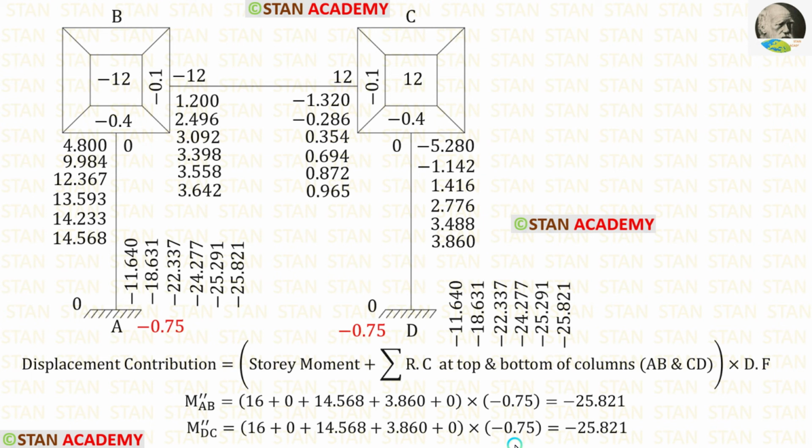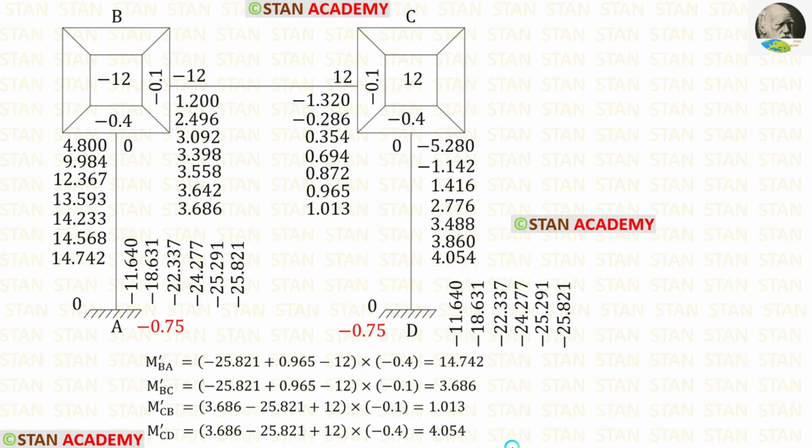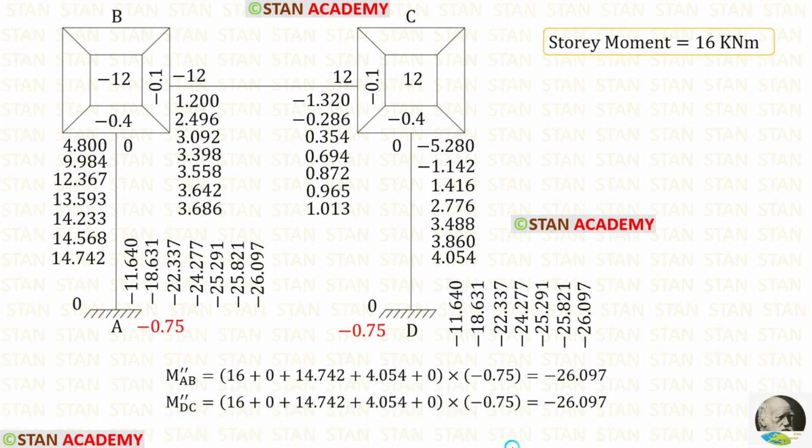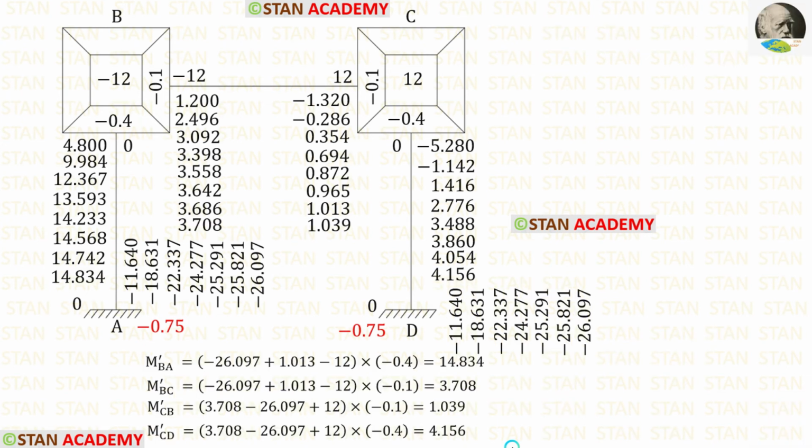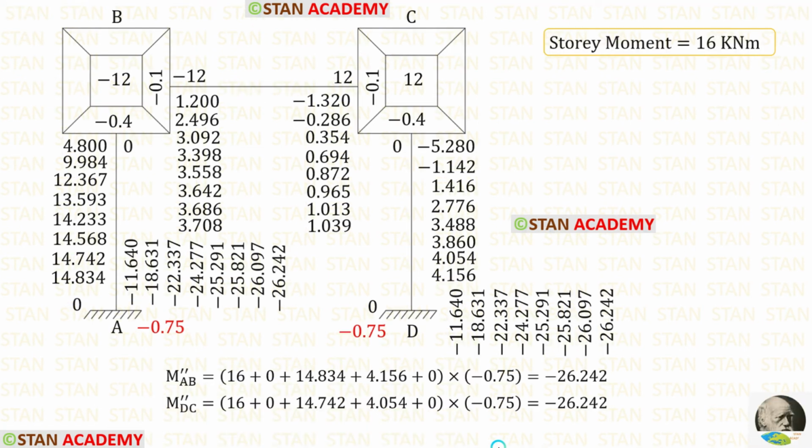We can stop in the fifth or sixth iteration, but I want to do two more iterations. Here I have done the seventh iteration for the rotation contributions, here for the displacement contributions. Here I have done the eighth iteration for the rotation contributions, and here for the displacement contributions. So I have done 8 iterations, but it is not necessary to go for the 8th iteration. You can stop in the 5th or 6th iterations.